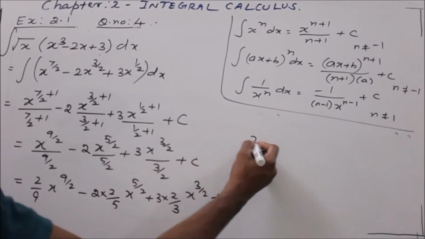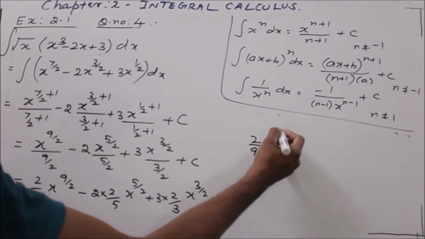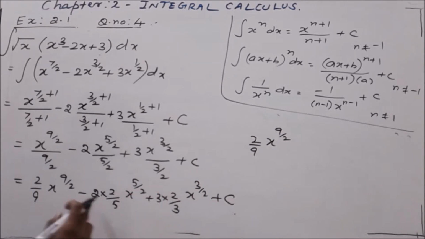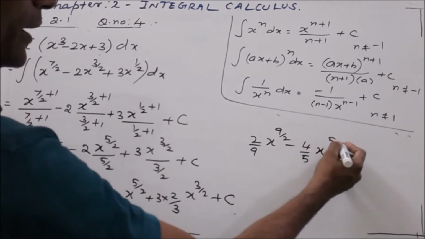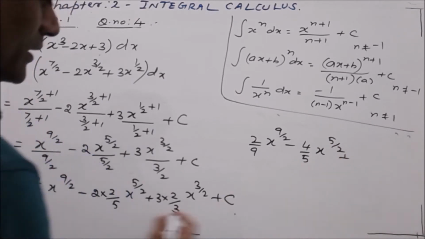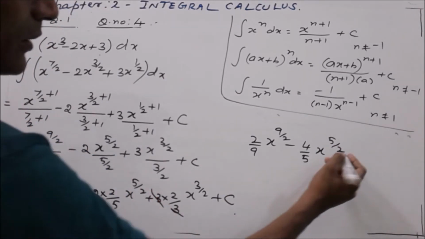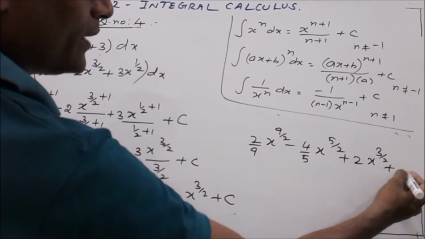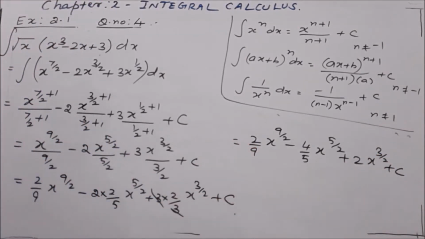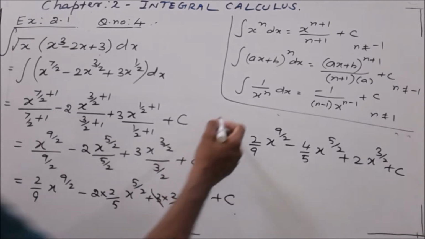2 by 9 x power 9 by 2, these two multiplied, minus 4 by 5 x to the power 5 by 2, plus 3 and 3 get cancelled, plus 2 into x power 3 by 2, plus c. That is the required integral value of root x into x cube minus 2x plus 3 into dx. This is the final answer.